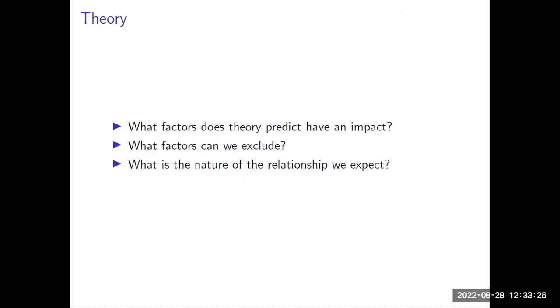Theory. What factors does theory predict have an impact? What factors can we exclude? What is the nature of the relationship we expect? What happens in econometric modeling is that we do not take into account the theoretical underpinnings of those relationships. First of all, whenever you are empirically running your model, by empirical model we mean the models that are based on data sets.